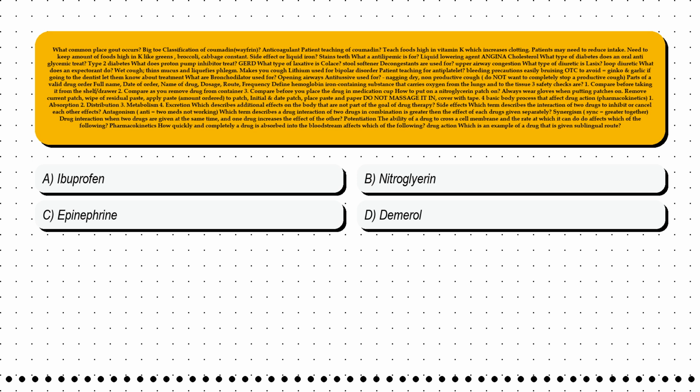The 3 safety checks are: 1. Compare before taking it from the shelf or drawer. 2. Compare as you remove the drug from the container. 3. Compare before you place the drug in the medication cup.